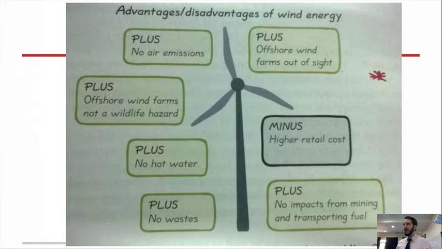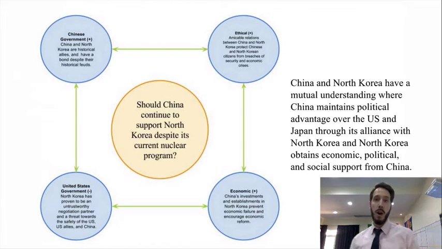So what does that actually look like in our class, Mr. Muller? Well, I'll show you one. This is an exemplar that one of my AP classes did. The research question that they developed was, should China continue to support North Korea despite its current nuclear program? Since there were 4 members of that group, they looked at it through 4 lenses.